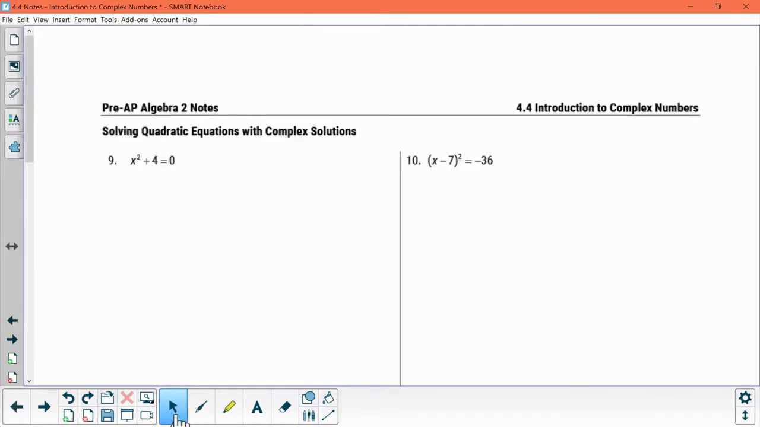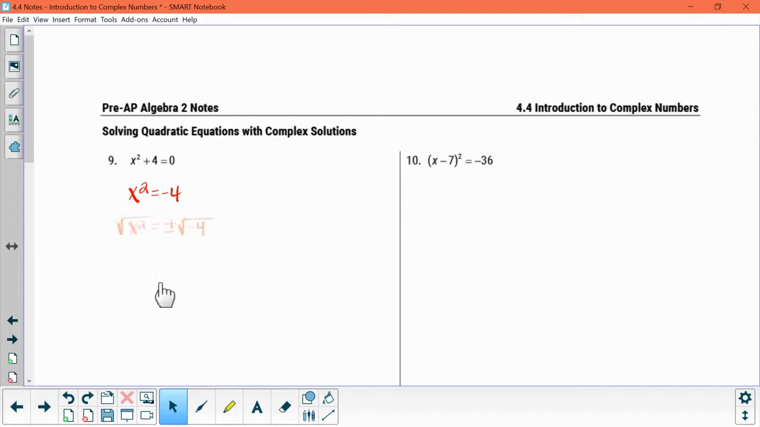Okay, now that we've practiced some simplification, let's work with some solving problems. For number 9, the first thing I'm going to do is subtract 4 from both sides of the equation. Now, you have to decide what the best method for solving is. I notice that I have a squared term by itself on the left-hand side, and I can take the square root of the right-hand side. So I'm just going to solve this using square roots.